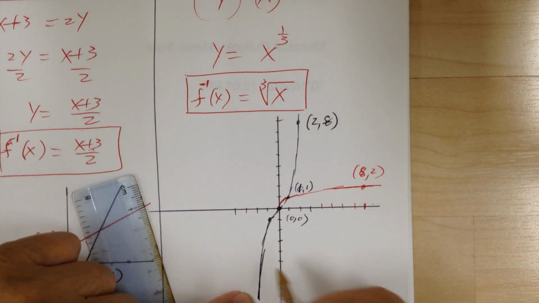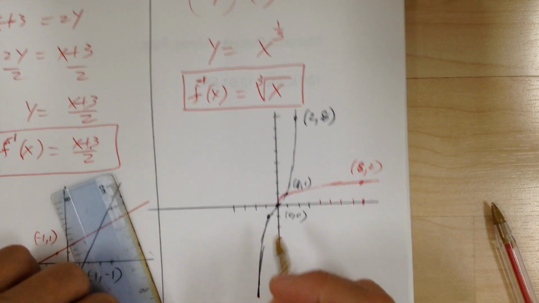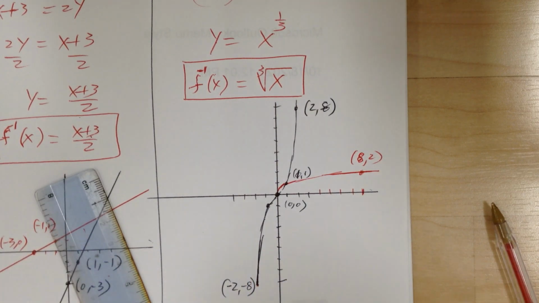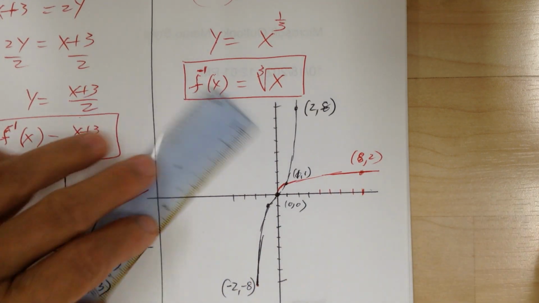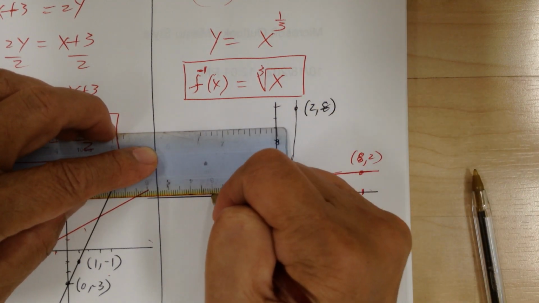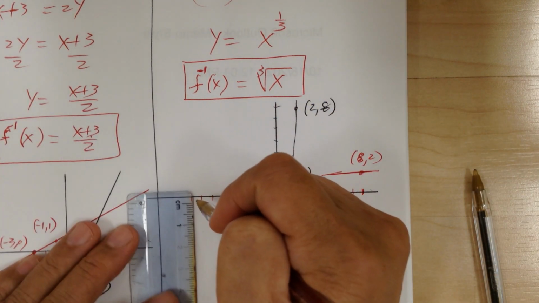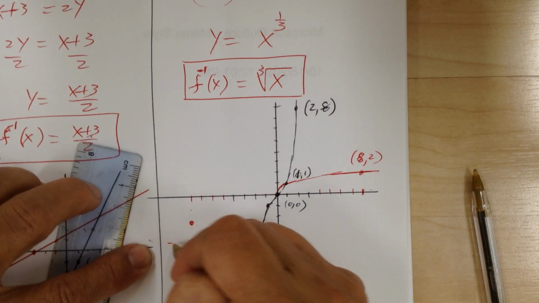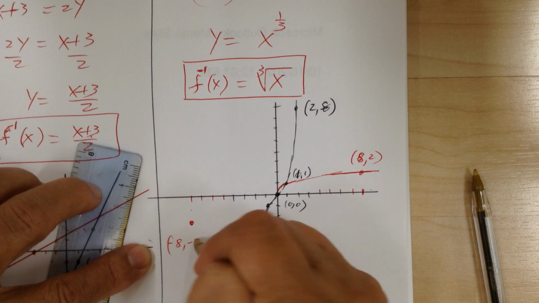And to do this one, you do the same thing. The original is negative 2, comma negative 8. So when you switch over, it's going to give you negative 8, comma negative 2.